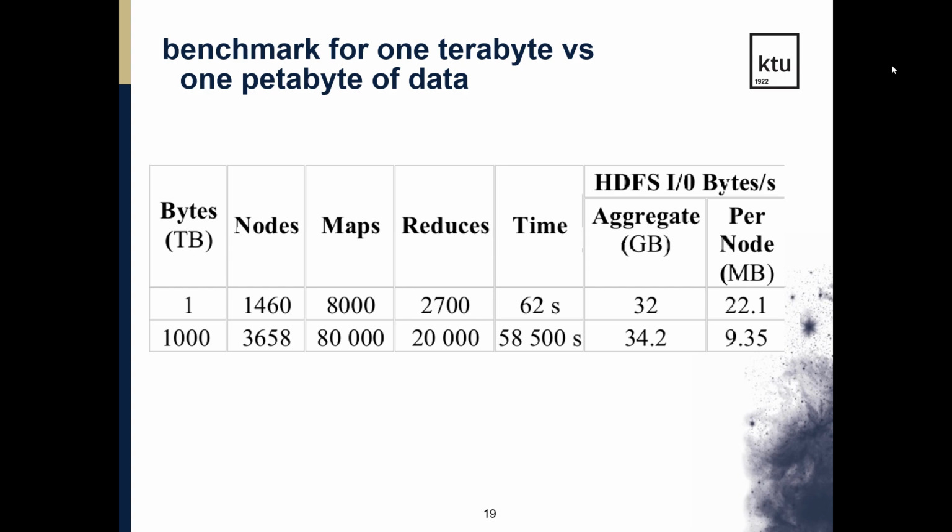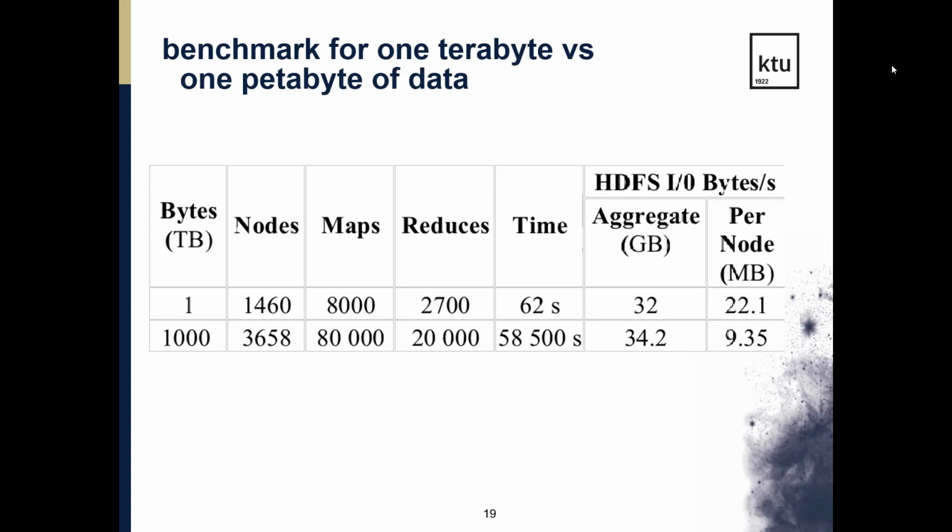Now this is a comparison between 1 terabyte and 1 petabyte of data. For 1 terabyte of data we have 1460 nodes, and for 1 petabyte of data we have 3658.